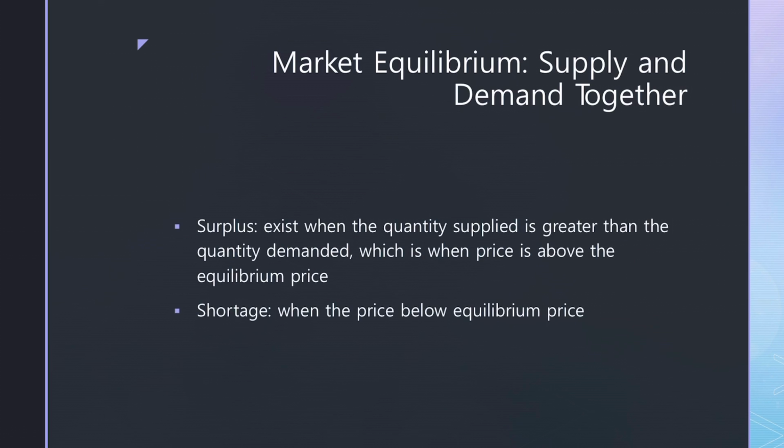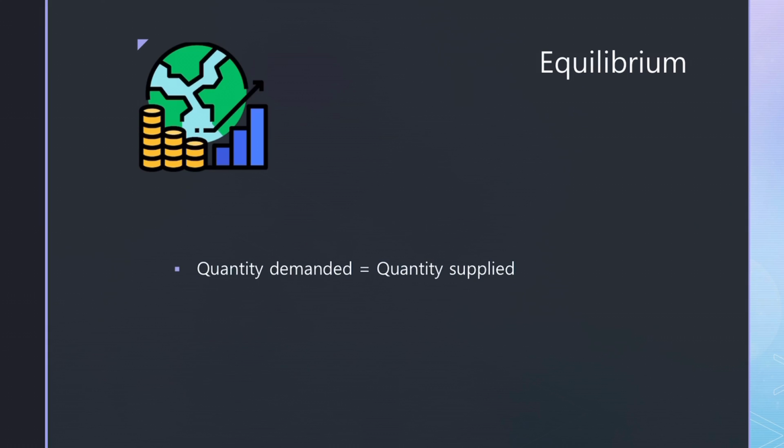Next up, we have market equilibrium. Now we're going to look at supply and demand as one, and we have surplus and shortage. So a surplus exists when the quantity supplied is greater than the quantity demanded, which is when the price is above the equilibrium price. And a shortage happens when the price is below the equilibrium price. So what is an equilibrium?